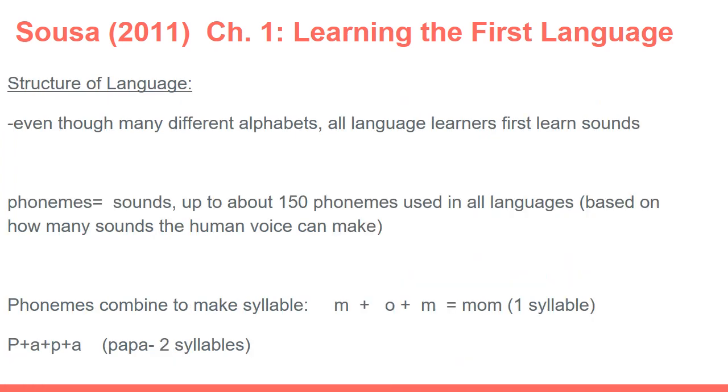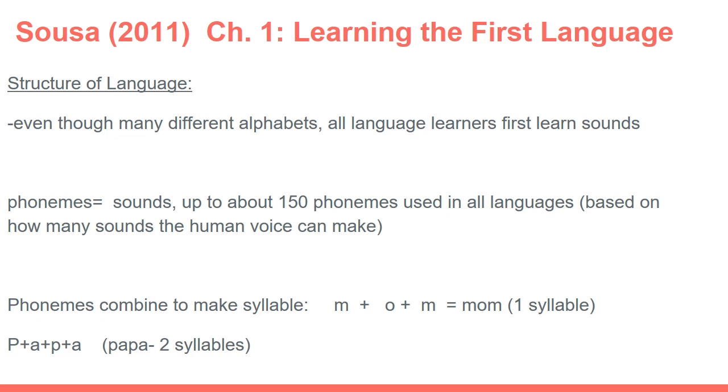Sousa also provides a nice background of the types of language principles and definitions we'll talk about this week. So let's discuss each of those and the structure of language. It's interesting that even though there are thousands of languages, there are about 150 sounds that are the maximum amount in each language. There could be fewer, but the maximum is about 150 sounds.